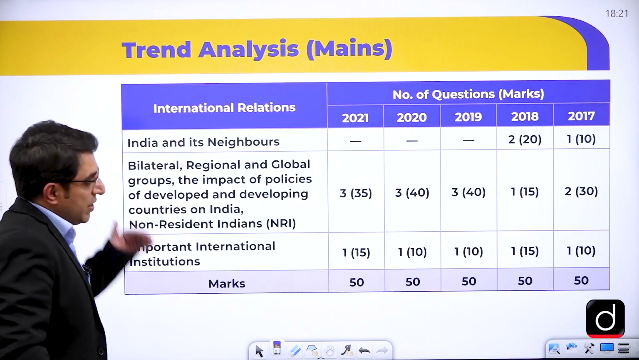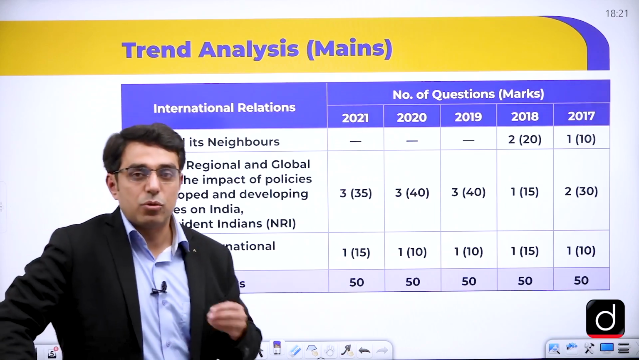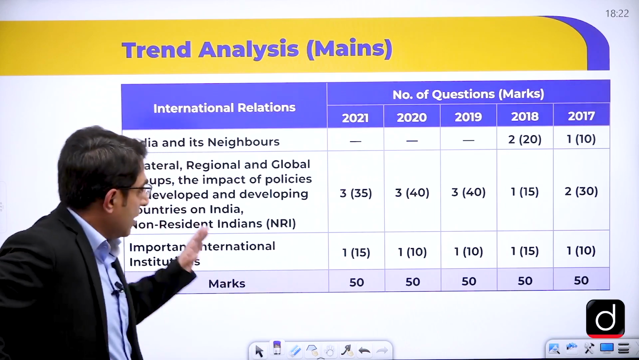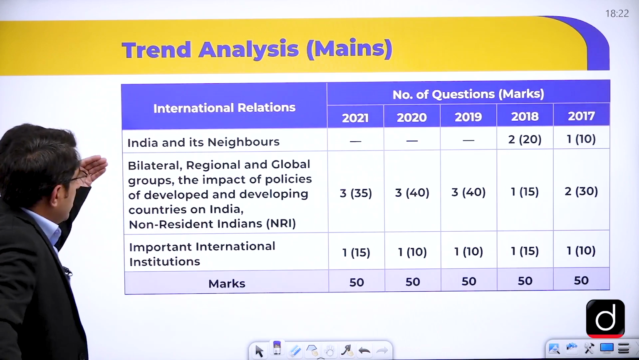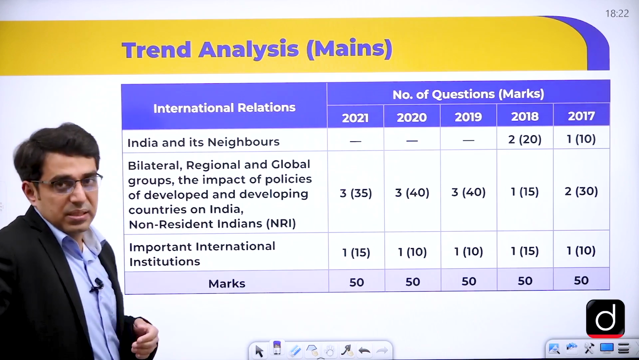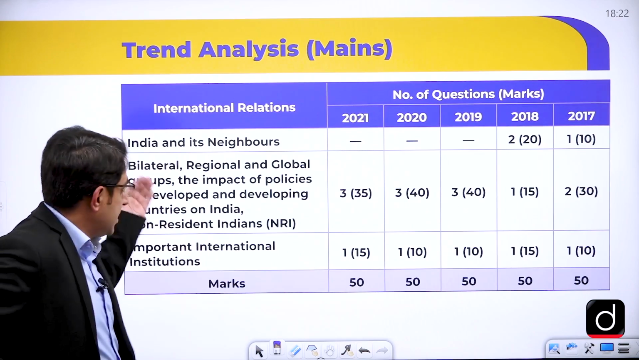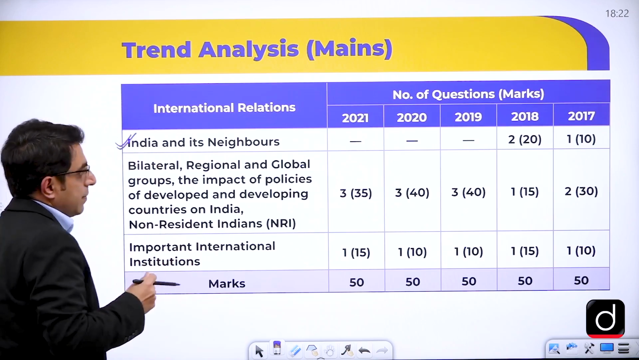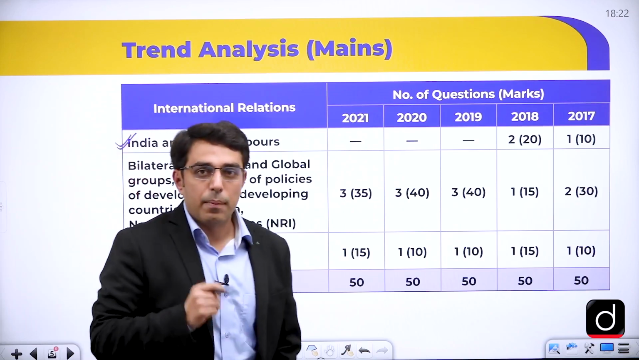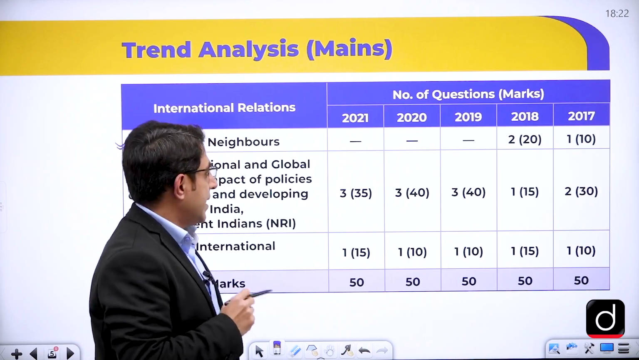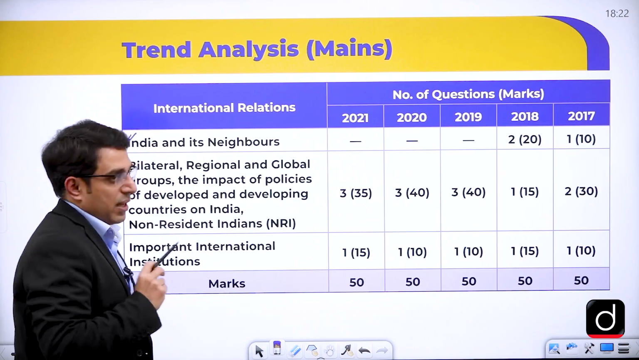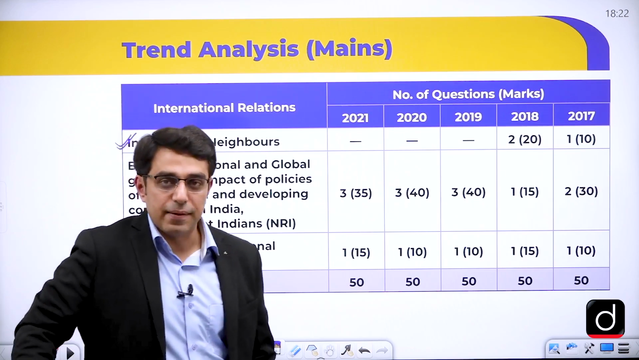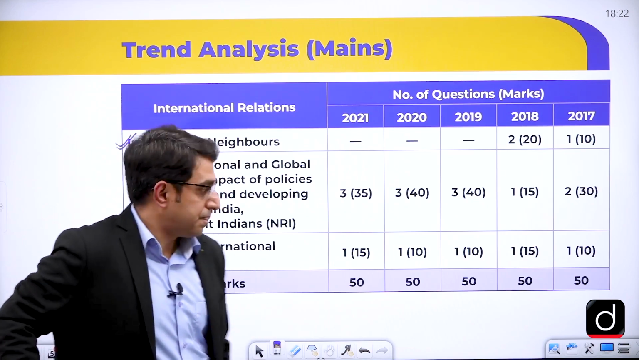Now from which areas of the syllabus are the questions coming? Basically we can divide the international relations syllabus of GS2 under these broad headings. The first one is India and its neighbors, which is a very important area of the syllabus. But since 2019, UPSC has not been asking any question from this area, though this remains very important.